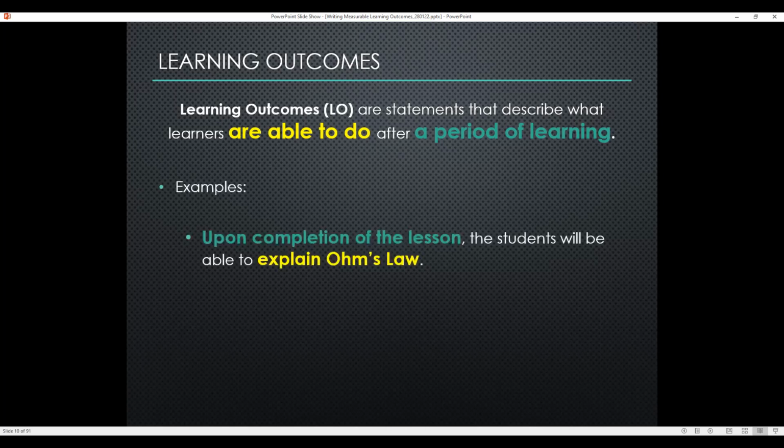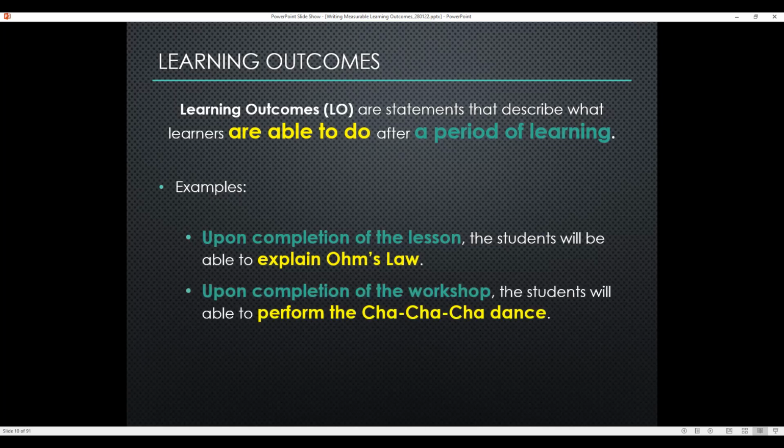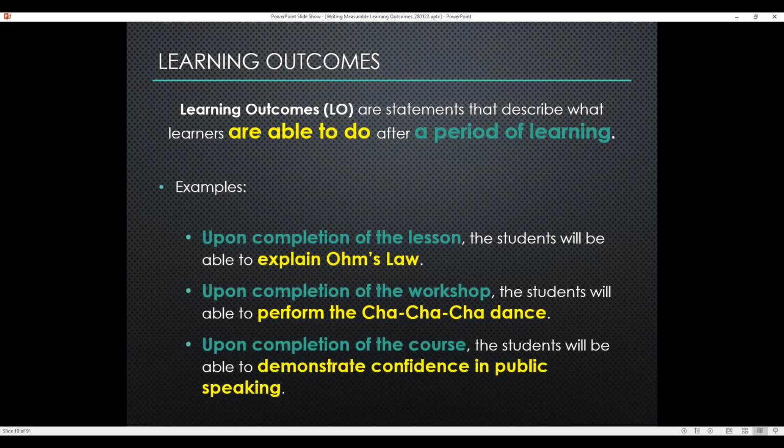So examples are, by a period of learning, you have upon completion of the lesson. Okay, so there is a period of learning. What can the students do? The students will be able to explain Ohm's law, and this is what the students are able to do. Another example, upon completion of the workshop, again, there is a duration of time. It could be a 10-hour workshop or a 3-month workshop. And then what can they do? They'll be able to perform the cha-cha-cha dance. Or upon completion of the course, which is something that we all usually use, the students will be able to demonstrate confidence in public speaking. All right, so usually in the learning outcomes, there must be a period of learning, and that's always defined when we write upon completion, as you can see in your documents, right?